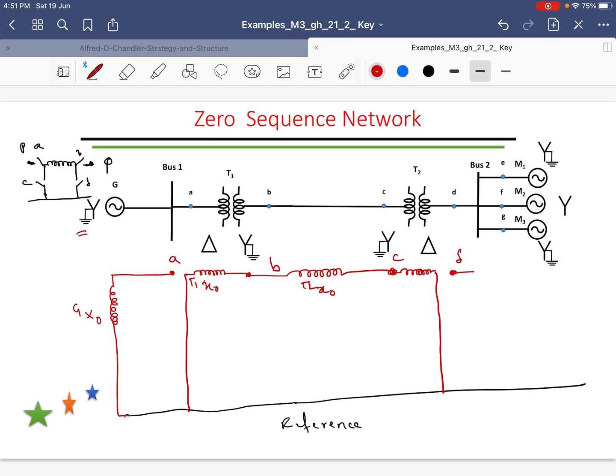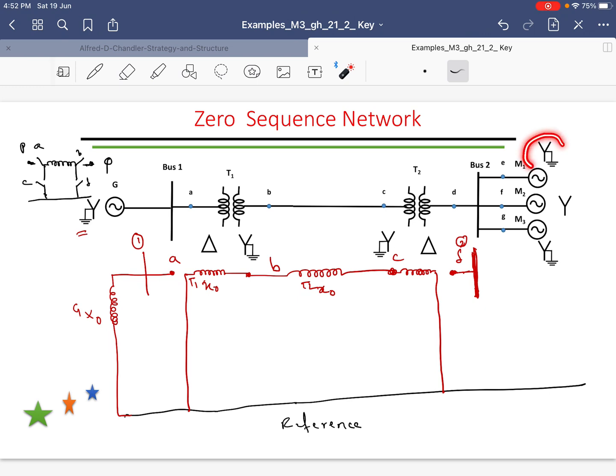Then point D is connected to bus 2. Here you have got bus 1. Then for this bus 2, we have got 3 motors. You just have to look into the motor connections. Then accordingly you have to draw the zero sequence network for M1, M2, M3. First I will take M1.